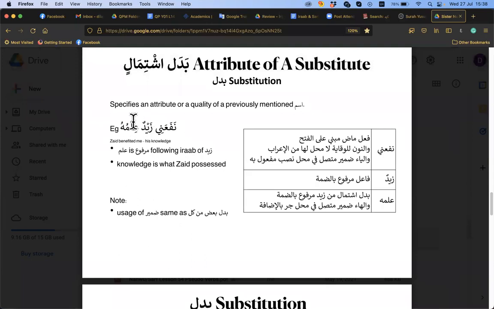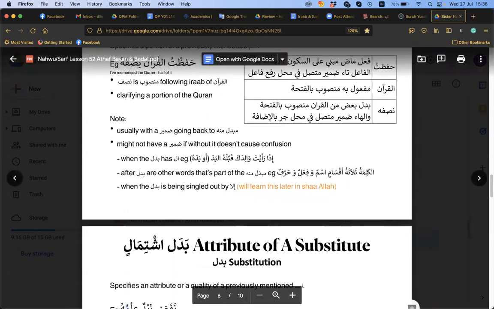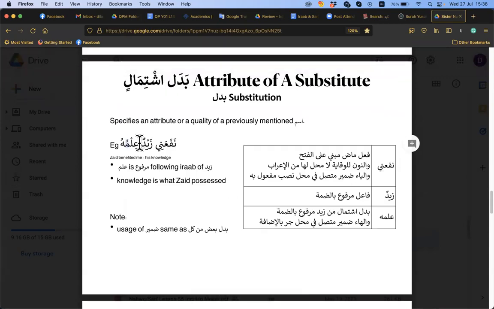So this is called badal ishtimal. If just now was like quantity, this is like quality, a different aspect. It's an attribute or aspect of something.